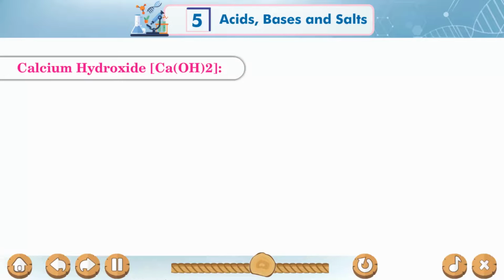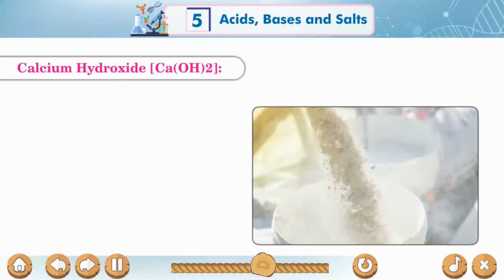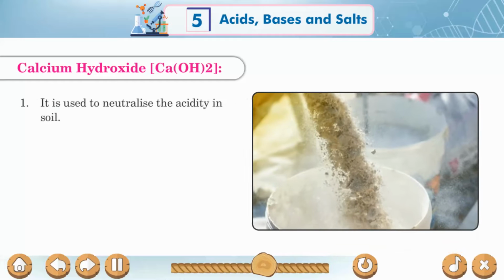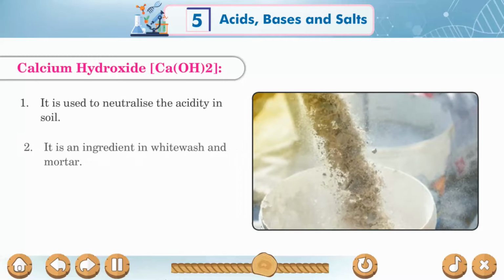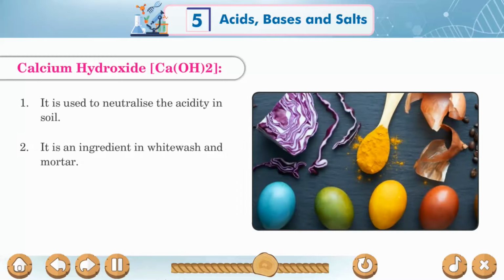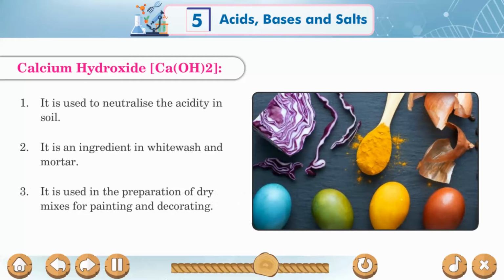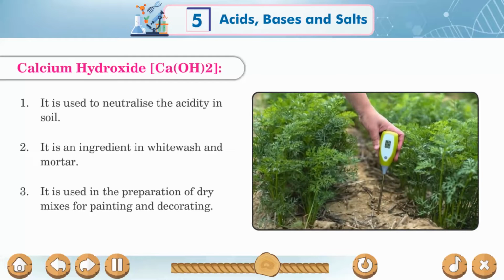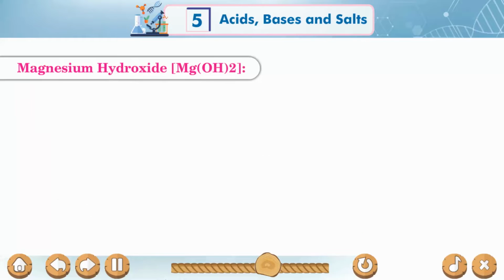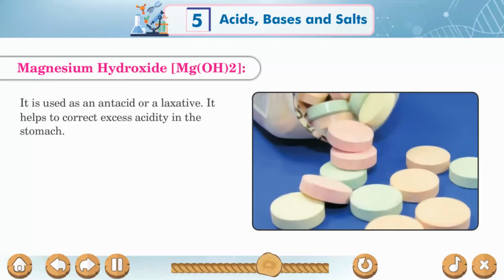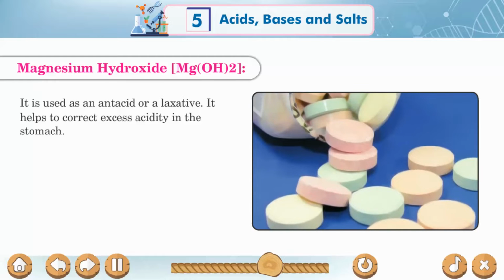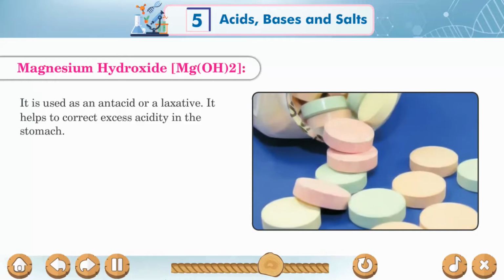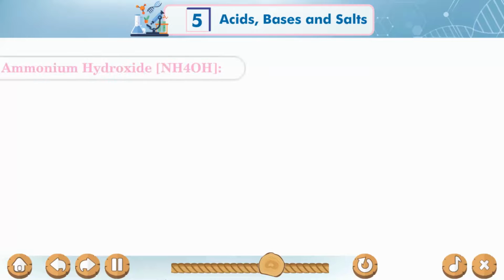Calcium hydroxide, Ca(OH)2. 1. It is used to neutralize the acidity in soil. 2. It is an ingredient in whitewash and mortar. 3. It is used in the preparation of dry mixes for painting and decorating. Magnesium hydroxide, Mg(OH)2. It is used as an antacid or a laxative. It helps to correct excess acidity in the stomach.